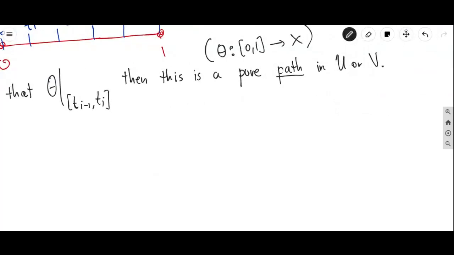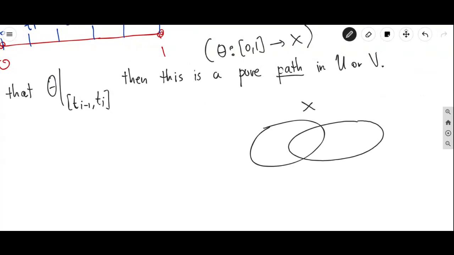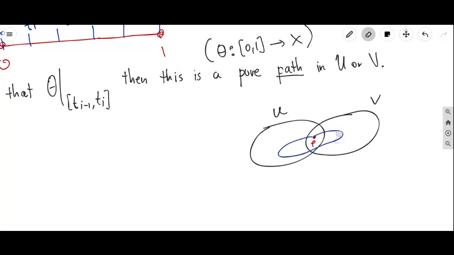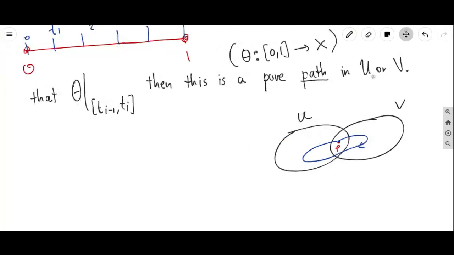So here's our picture. Instead of calling it x, let's call this u, let's call this v. We have our base point, that's our point P, and then we have a closed loop that's going like this. Let's say that's the orientation on the loop. It starts at P, it goes around, it returns back to P.